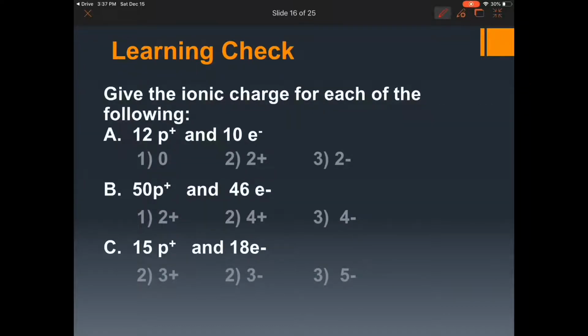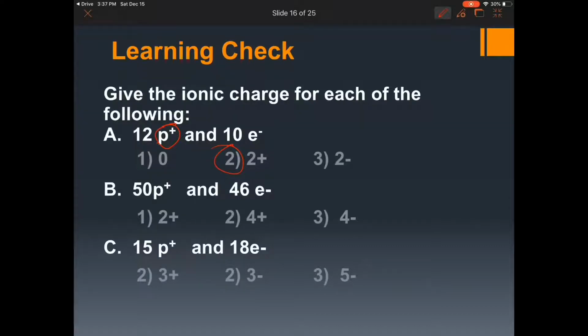Now, let's check the ionic charge for the following. If we have 12 protons and 10 electrons, what would our charge be? Well, 12 minus 10 leaves us with 2, and the number for protons is bigger than the number for electrons, so that means we're going to have a +2.